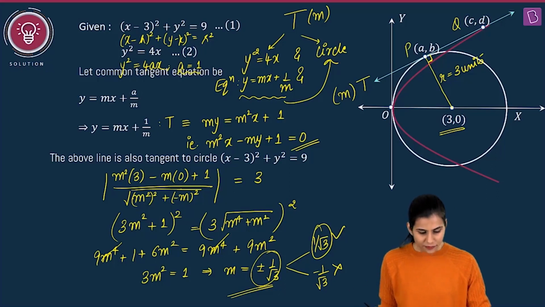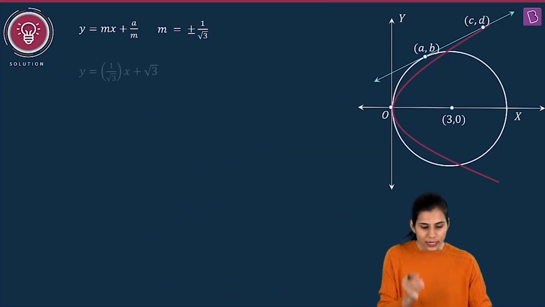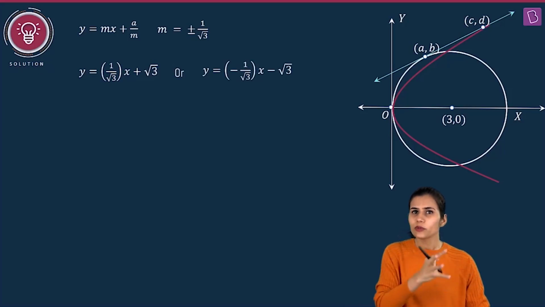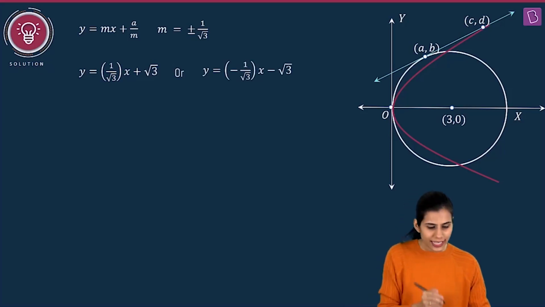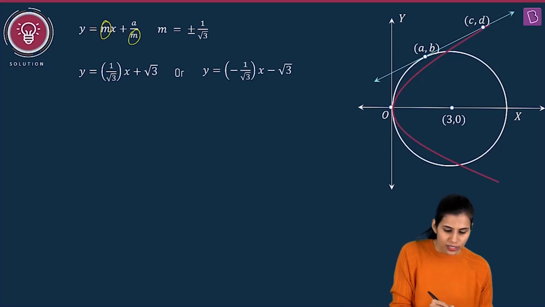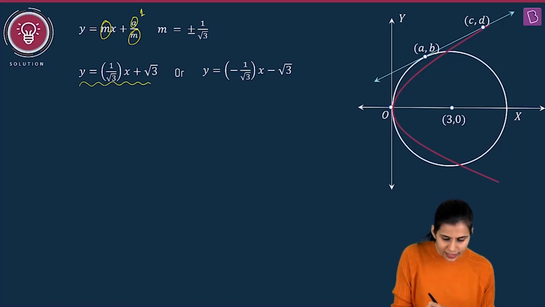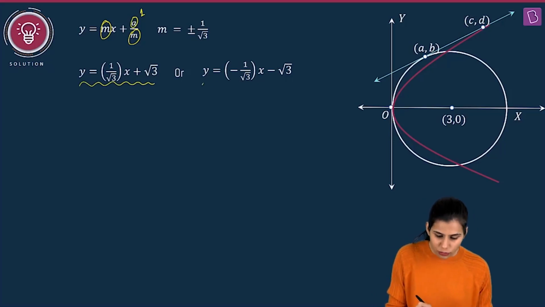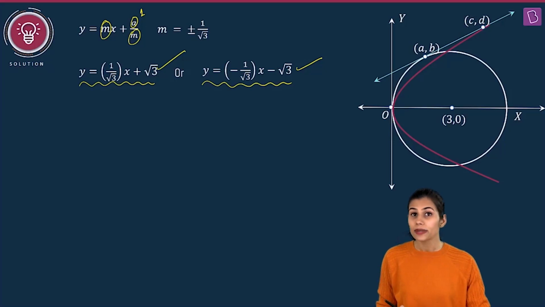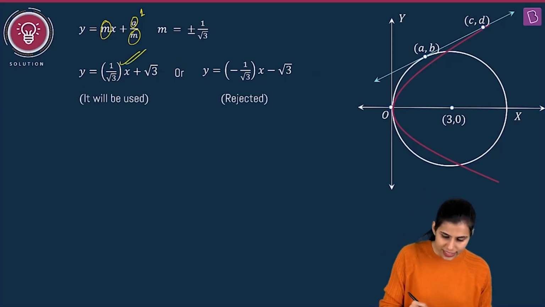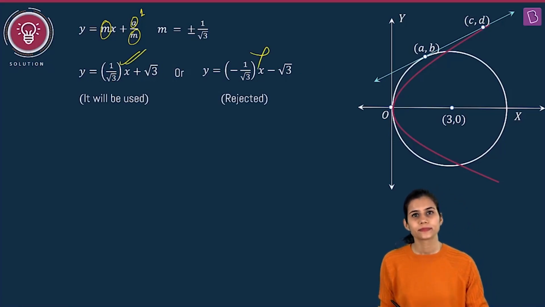Right? That means if I start writing the explicit equations of the common tangent, they are coming out to be 2 in number. y equals mx plus 1 by m was the equation. In place of m, you plug in 1 by root 3. What you will get is this. In place of m, when you plug in minus 1 by root 3, what you will get is this. These are the explicit equations of two common tangents. But I am interested in the one with the positive slope. So I am going to accept this and reject this.